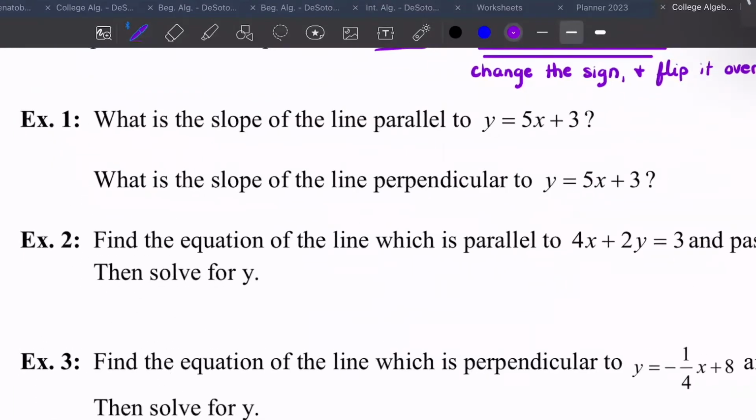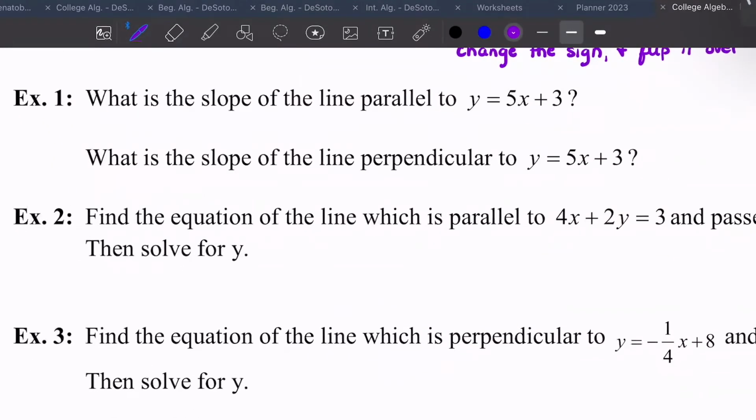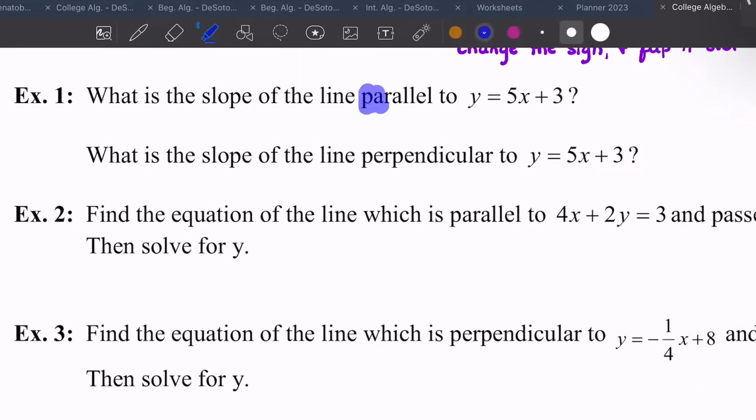All right. So example 1 just says, what is the slope of the line parallel to y equals 5x plus 3? What's the slope of the line parallel to this line? Okay. We have our m, so we need to find our slope. And I just told you that parallel lines have the same slope, okay? So you need to go to your line that you're given and find the slope. Whatever that slope is going to be the slope of your parallel line. So it's 5.